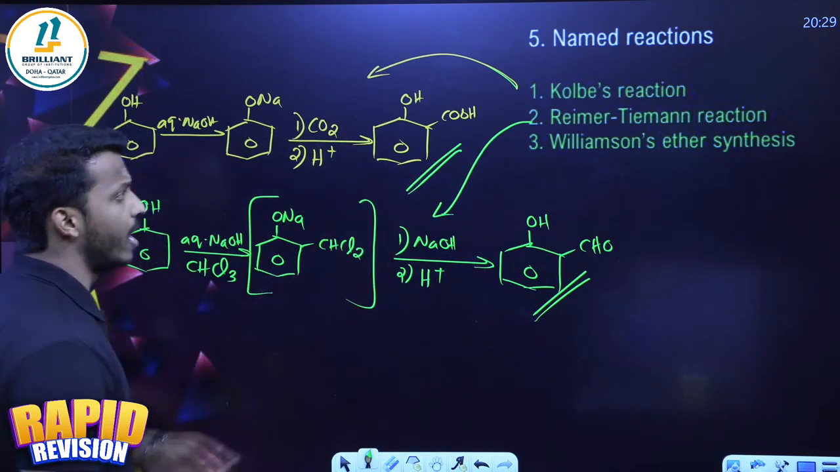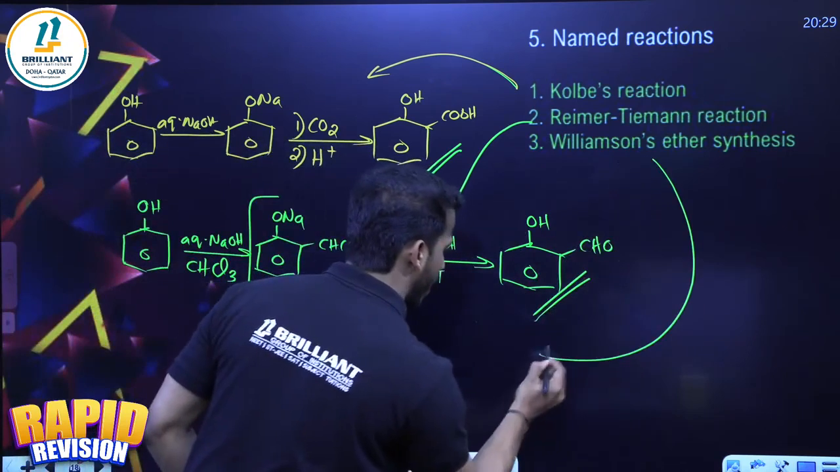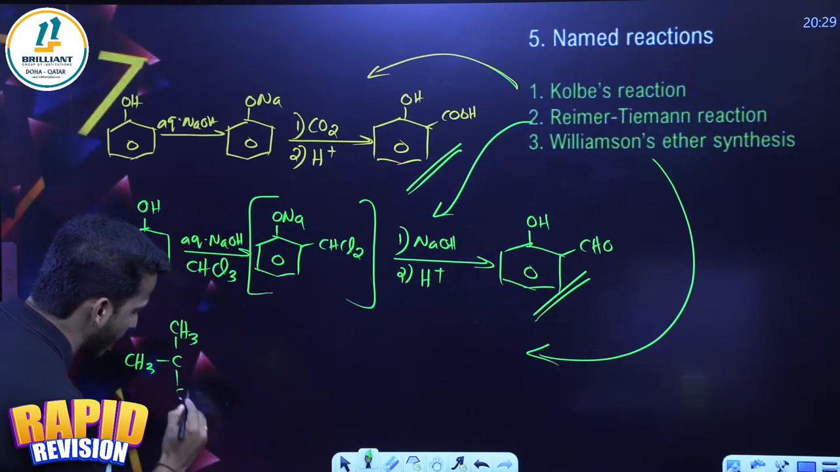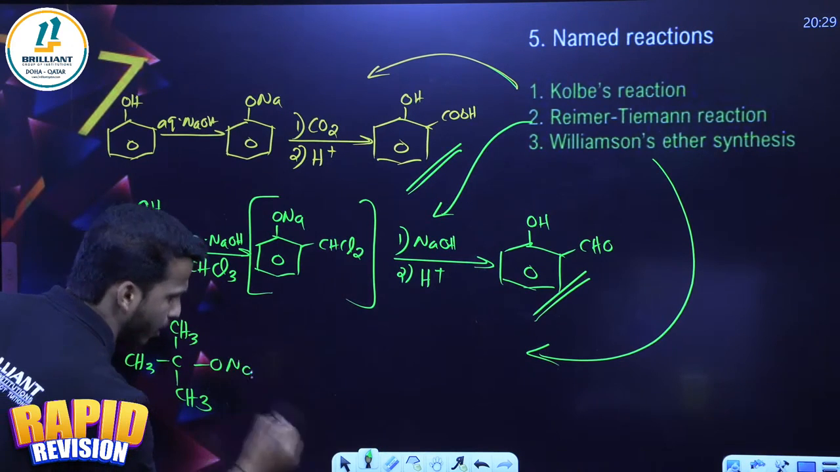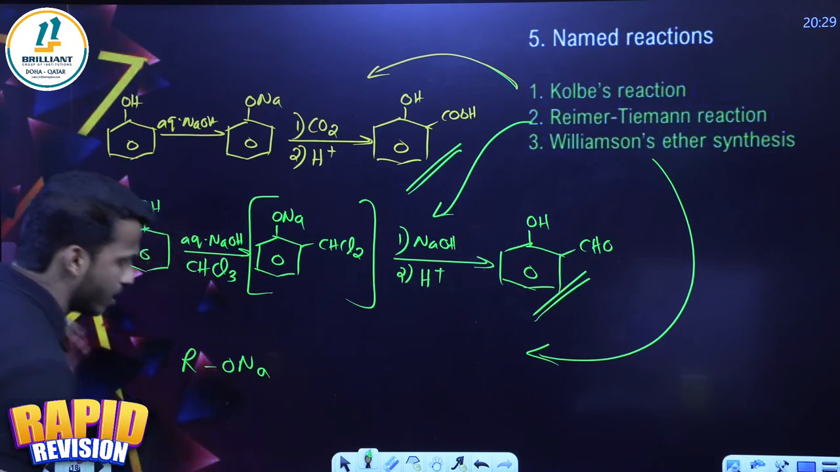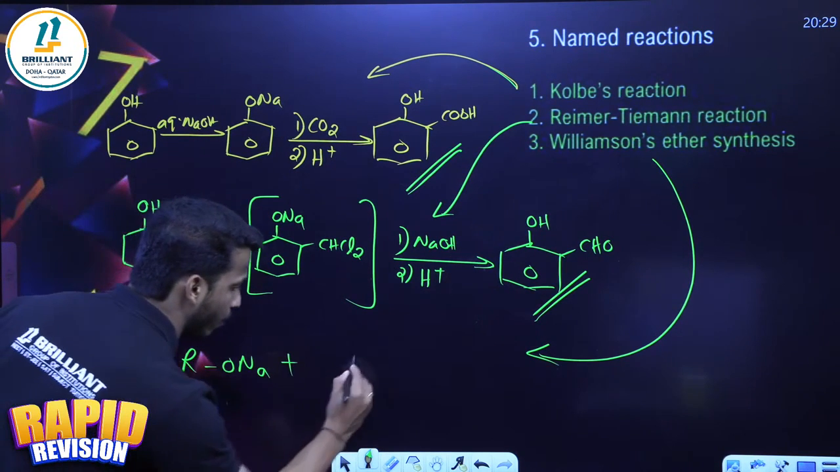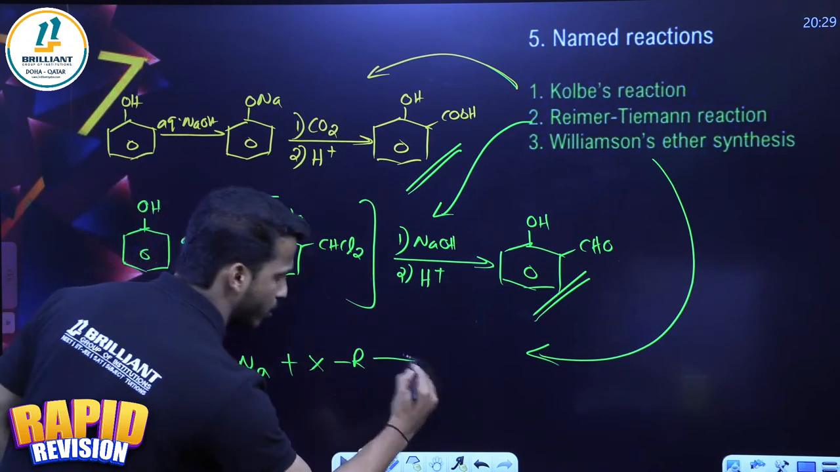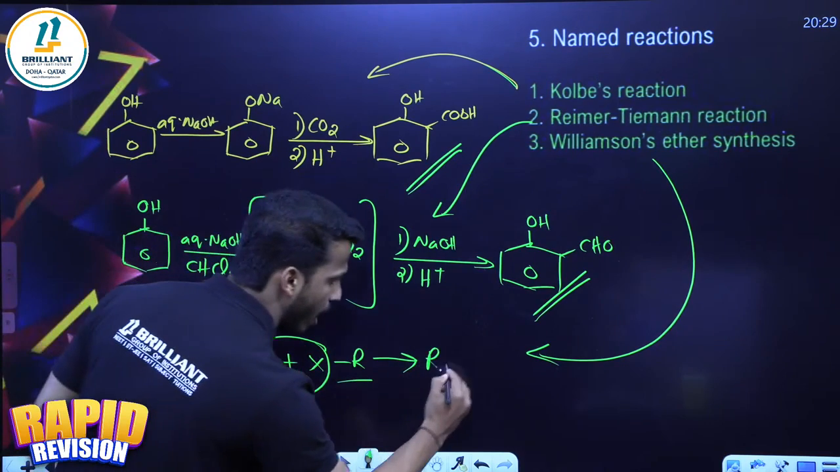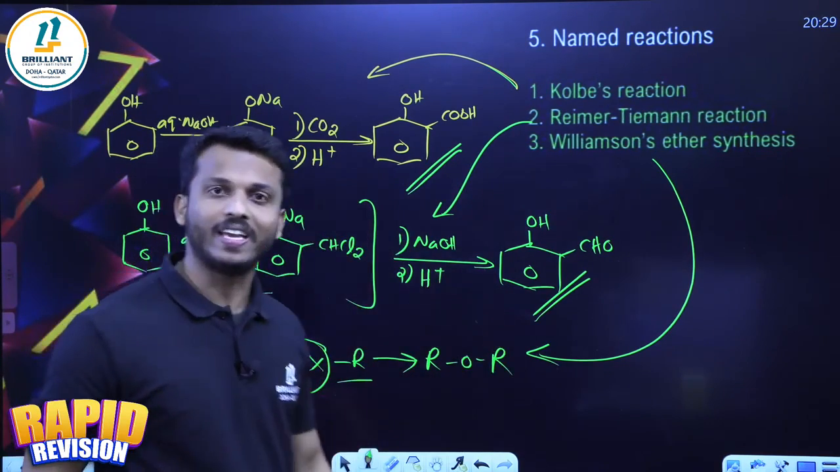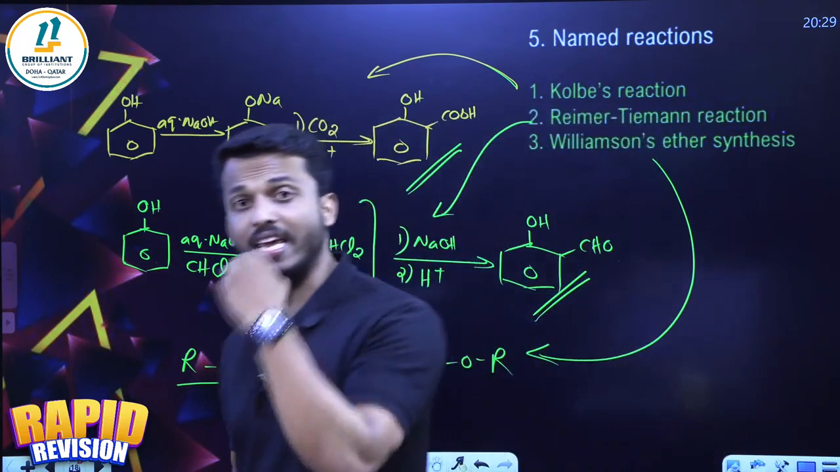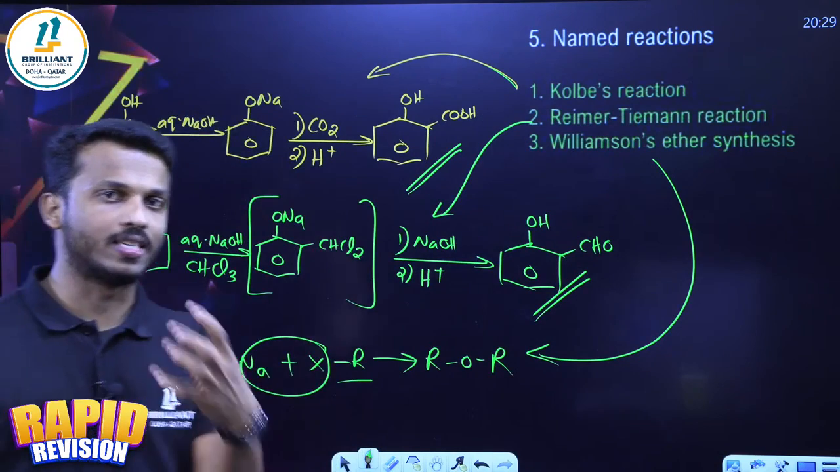Last one, Williamson ether synthesis. Let me give you a simple reaction. Consider a sodium alkoxide, RONa, treated with a haloalkane in dry ether. NaX is eliminated, and you will get ROR, which is an ether. So a haloalkane reacting with a sodium alkoxide to give an ether is called Williamson ether synthesis.